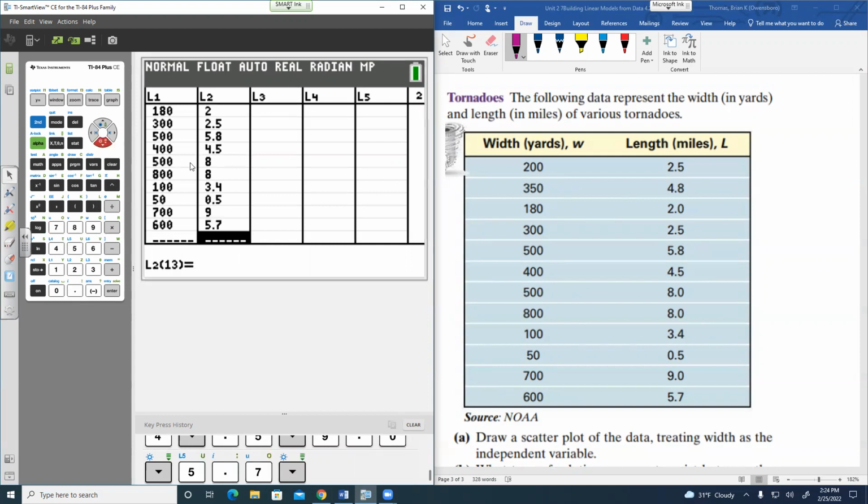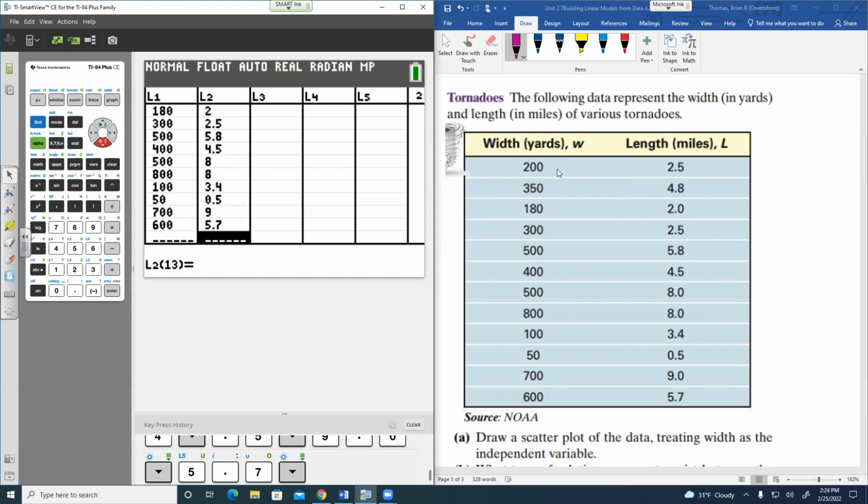So it looks like our data lined up just fine. So again, what is this data all about anyway? Let's see here. I didn't even read it. The following data represents the width in yards and length in miles of various tornadoes. So we kind of are familiar with this from just a month ago of the tornado that hit us. It was a monster tornado that had a huge wide path and went on for miles.